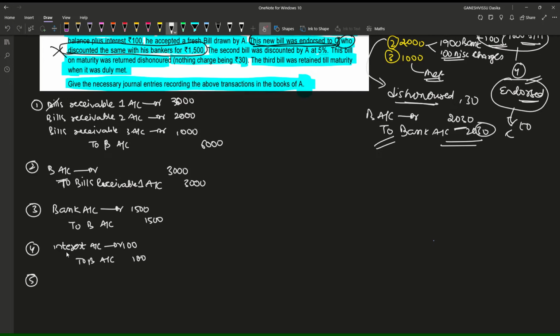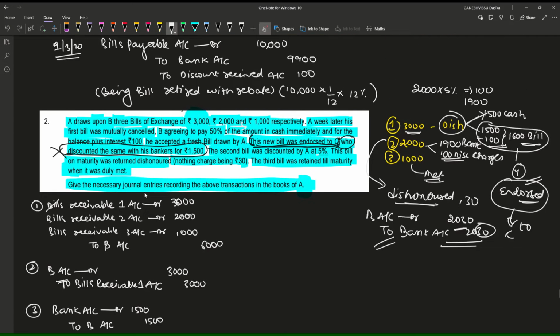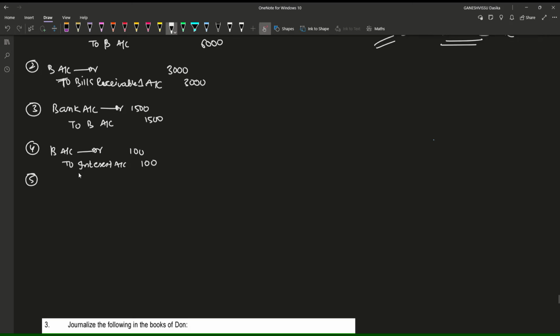Fifth entry is what? Because interest is receivable, B account debtor to interest account. 100 rupees is the entry. The first bill's interest has become receivable. So B account debtor to interest account.